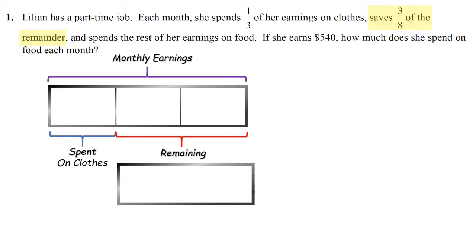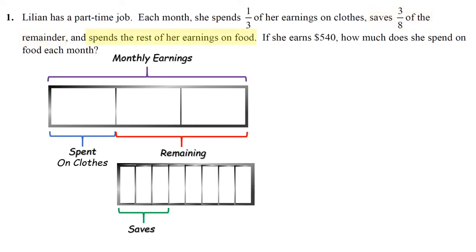Now, this says that 3/8 of the remainder was saved. Now, 3/8 of the remainder means take the remainder and cut it into 8 pieces. 3 of those 8 pieces was saved, and then the rest was spent on food. The rest of the remaining was spent on food.